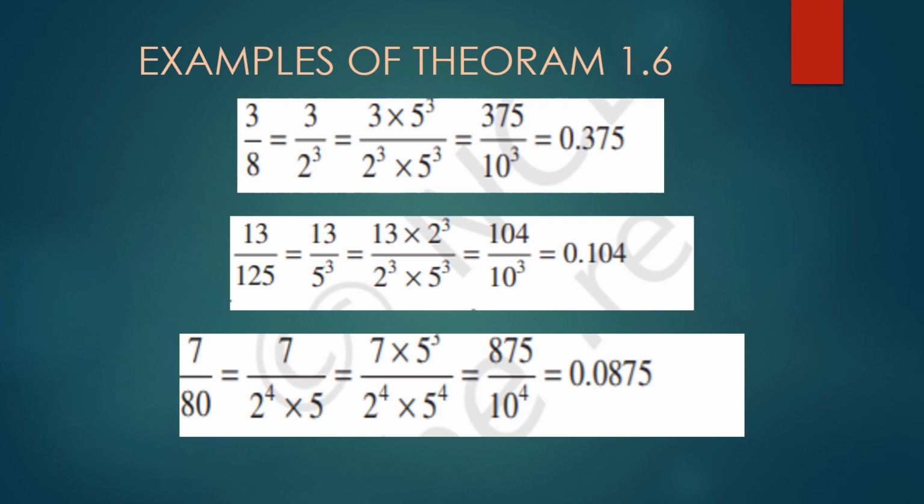Now let's go to the denominator. One 5 is there. We are multiplying by 5 cubed. So 5 into 5 cubed is 5 power 4. Now both the powers have become the same, 2 power 4 and 5 power 4. They have become equal. So you get 2 5s are 10 and power is 4. 875 upon 10 power 4 is equal to 0.0875, because it is 10,000.